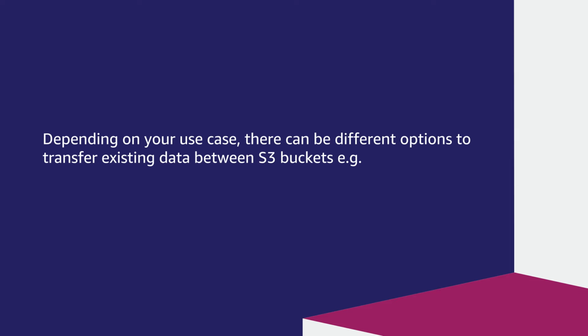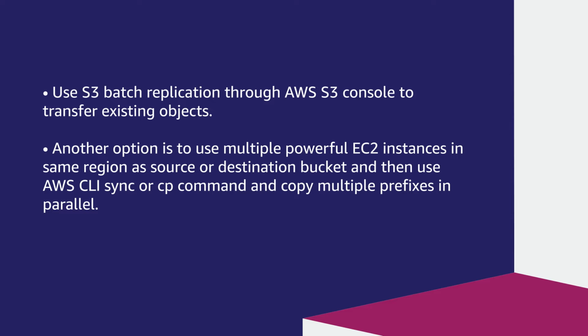Depending on your use case, there can be different options to transfer existing data between S3 buckets. For example, use S3 Batch Replication through the AWS S3 console to transfer existing objects. Another option is to use multiple powerful EC2 instances in the same AWS region as the source or destination bucket, and then use the AWS CLI sync or cp command and copy multiple prefixes in parallel.